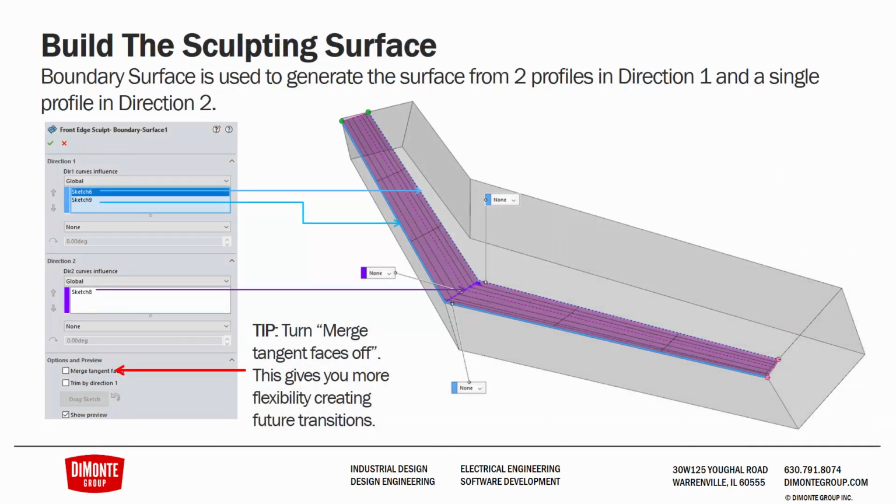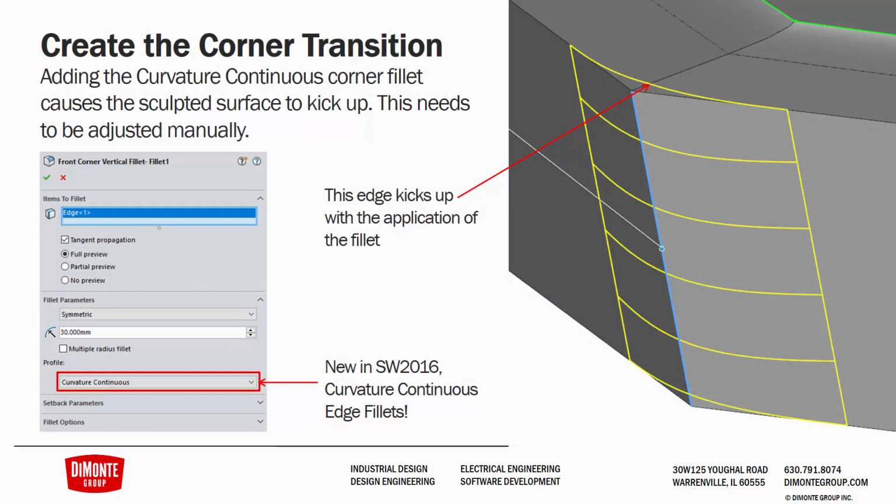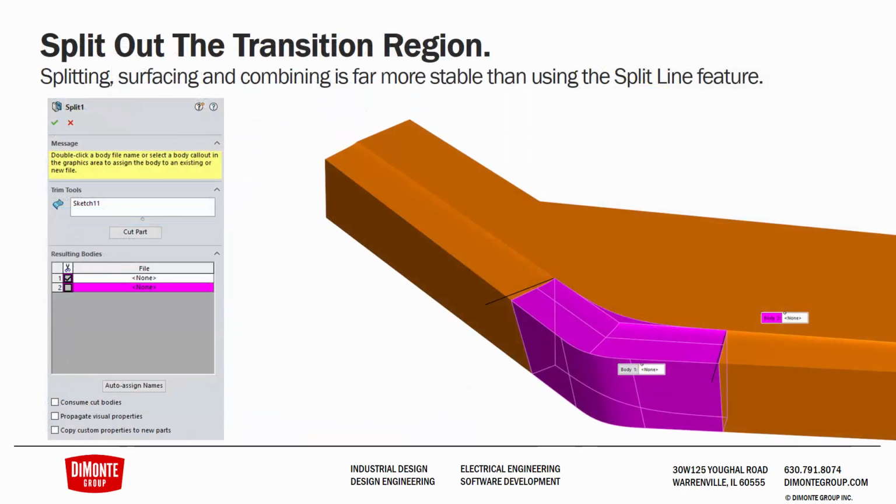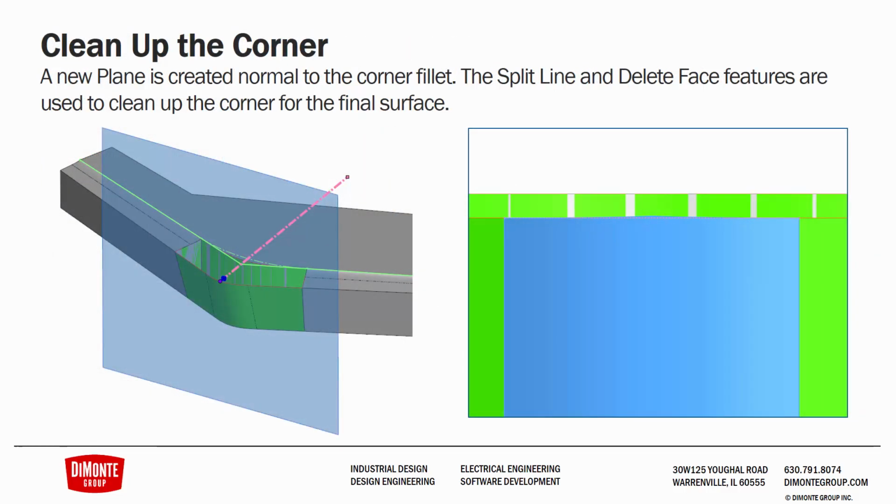We're building the sculpting surface with the boundary surface tool. I have the 2 sketch profiles in direction 1, and I have that sketch that has that kicked up style spline in direction 2. We're creating the corner transition with the curvature continuous edge fillet, and then we're using the split tool to create 2 new bodies where we had 1. The splitting tool is a sketch composed of 2 straight lines and our G3 style spline previously seen. We can now eliminate the kick up that was caused by the fillet.